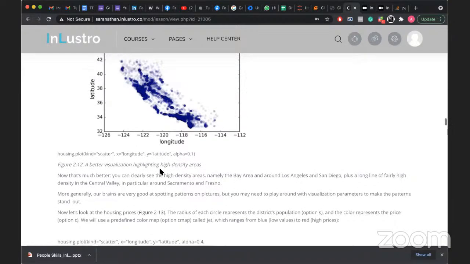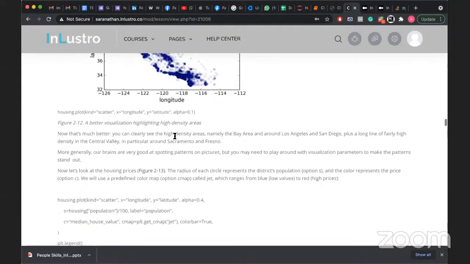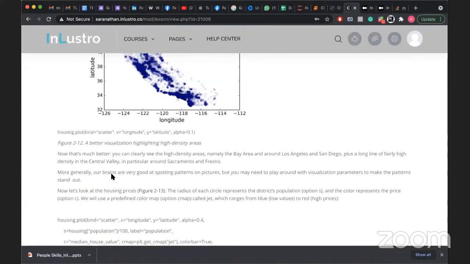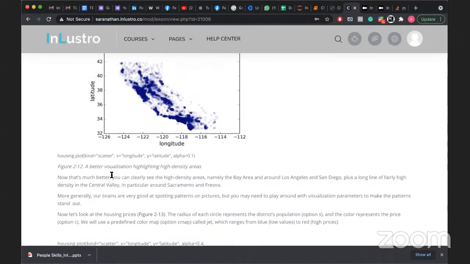Now that's much better. You can see the high density areas. So where is the high density? We see the Bay Area, Los Angeles, San Diego, plus a long line of density in the Central Valley, around Sacramento and Fresno. Most generally our brain is very good at spotting patterns in pictures, but you may need to play around with visualization parameters to make the pattern stand out.